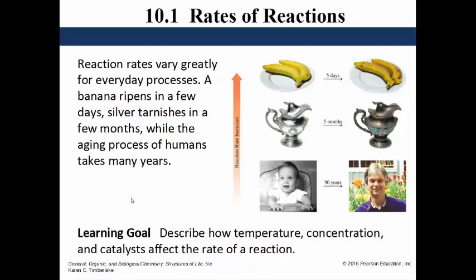Okay, in this chapter, chapter number 10, rates of reactions. Now, reaction rates for everyday processes can vary greatly in their time. A banana may only ripen in a few days, a piece of silver may tarnish within a few months, while a person ages over the course of many years and many decades. So there are various factors that impact the rate of reaction, and we'll focus on those for the learning goal for this chapter. We'll discuss how temperature and concentration and catalyst all can affect the rate of a reaction.